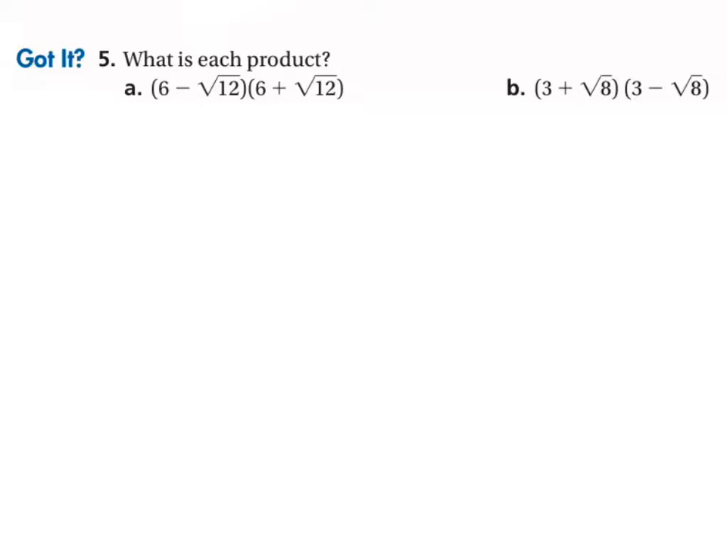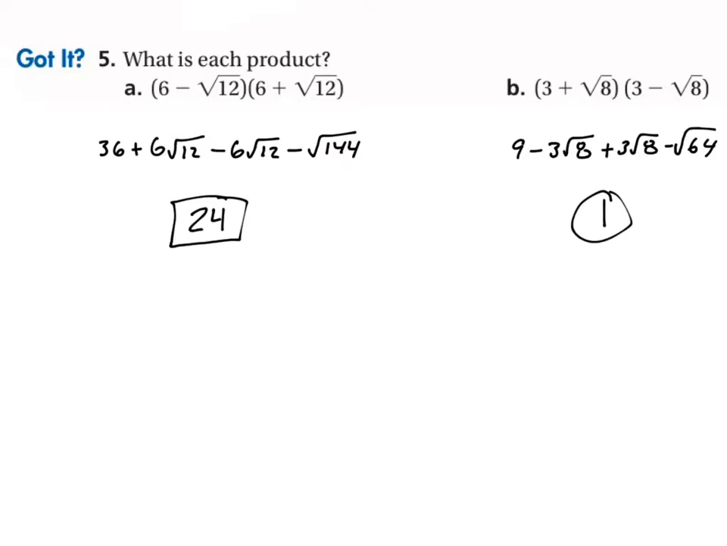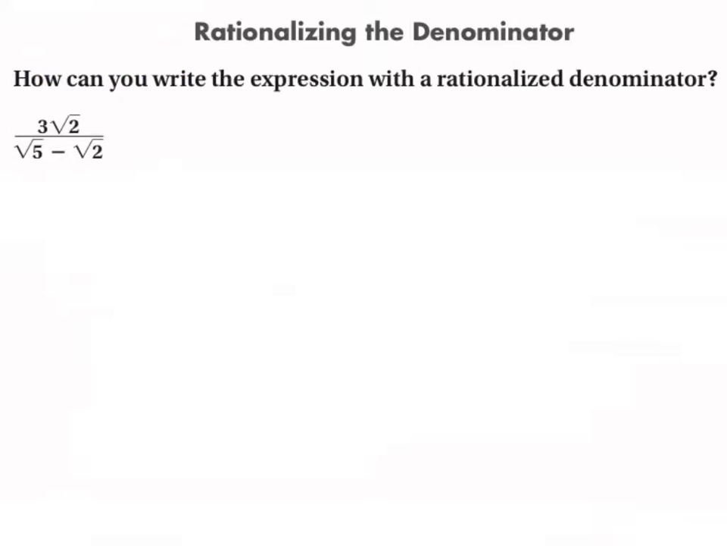Go ahead and give these two a try on your own. Same thing we've been doing, and then unpause the video when you want to see the answer. So in the case of question A, you should have gotten 24. In the case of question B, you should have gotten 1.